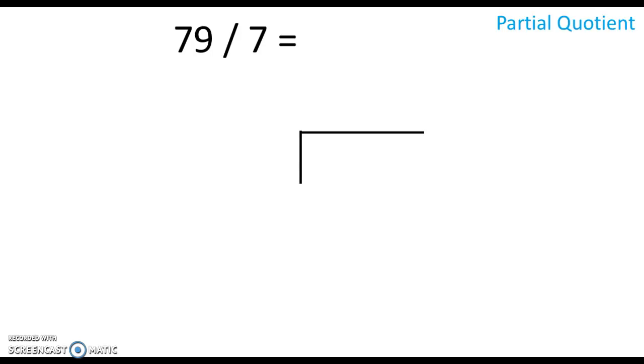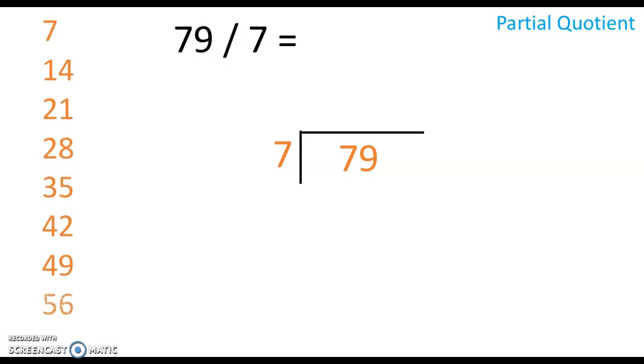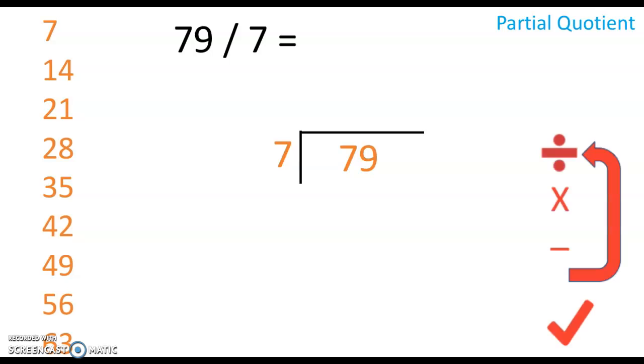79 divided by 7 using partial quotient. Put your 7 on the outside, your 79 on the inside. Use your multiplication facts. We're also going to write out our steps.